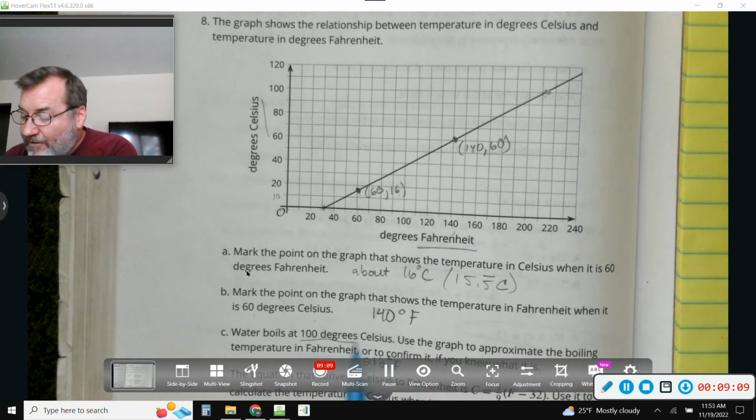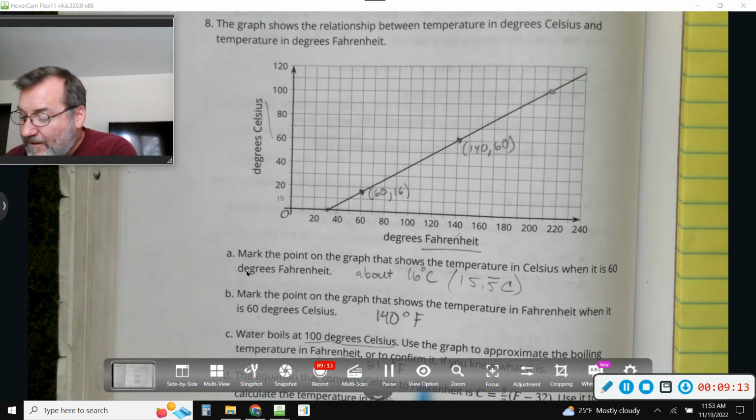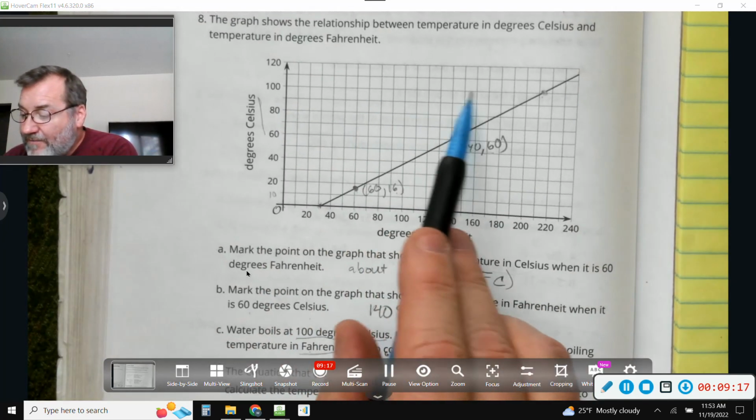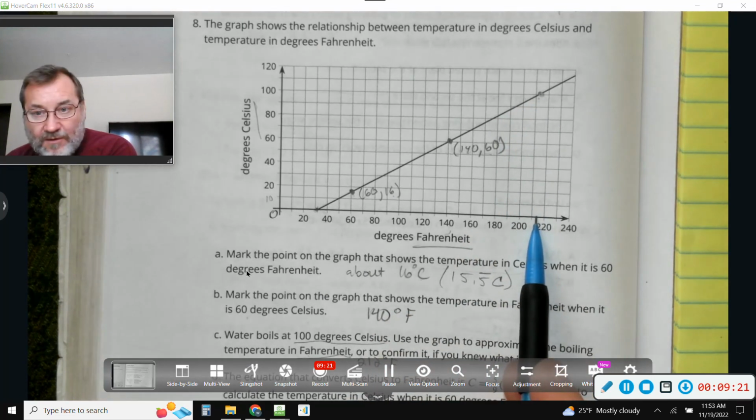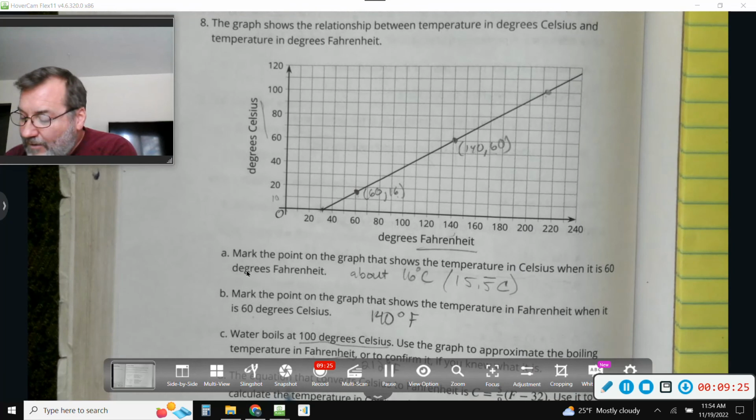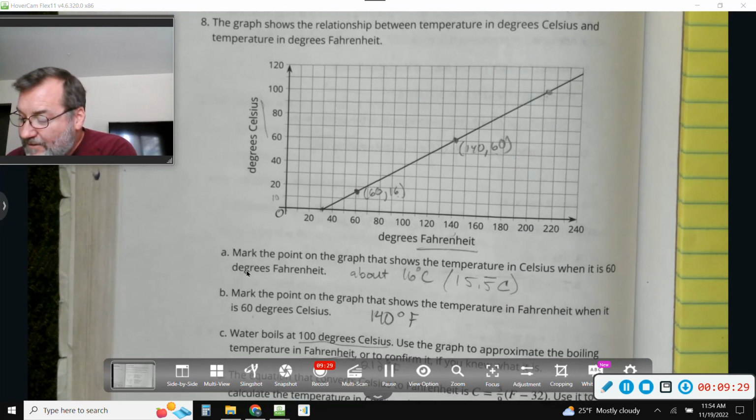Water boils at 100 degrees Celsius. Use the graph to approximate the boiling temperature in Fahrenheit to confirm it. Well, if I went to 100 degrees Celsius, I follow along. There's the point. It comes down to right at 212 degrees Fahrenheit for boiling water. Next, use the equation that converts Fahrenheit to Celsius to calculate the temperature in Celsius when it's 60 degrees Fahrenheit. This answer will be more exact than the point you found.